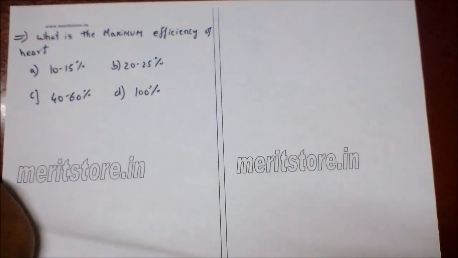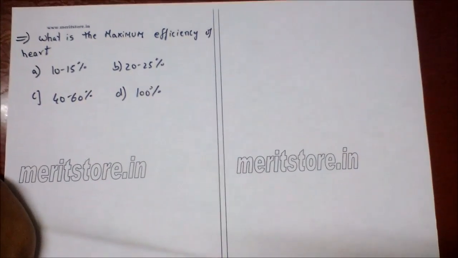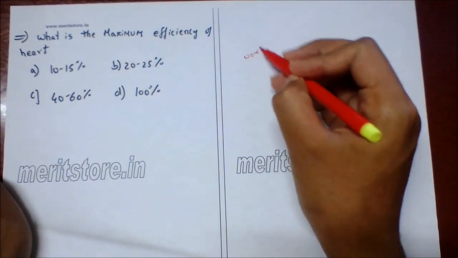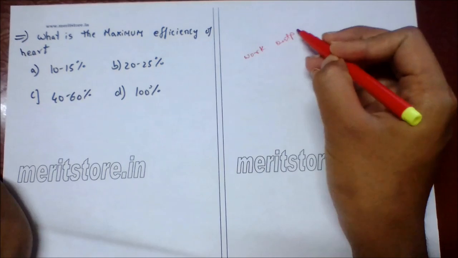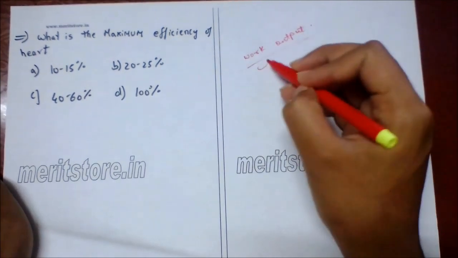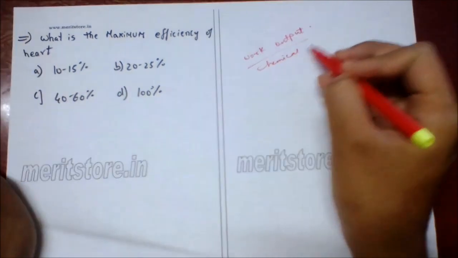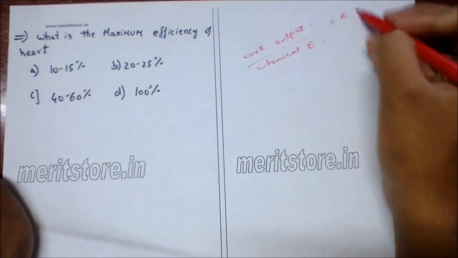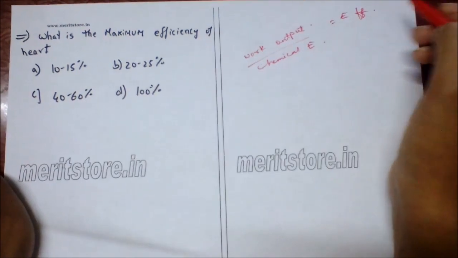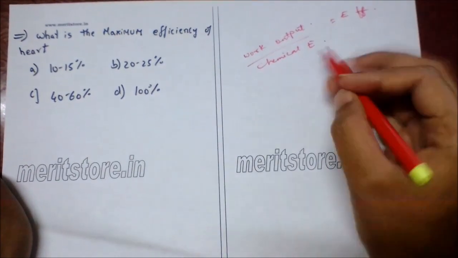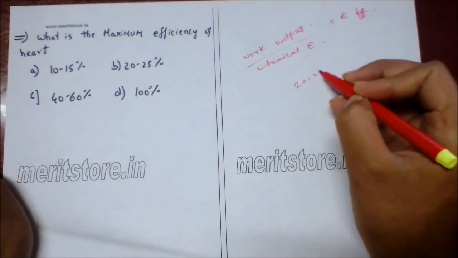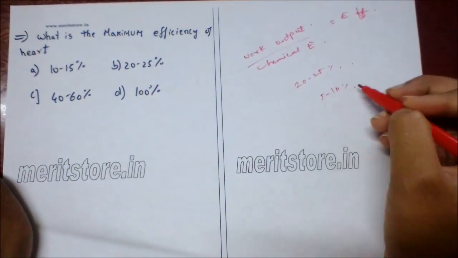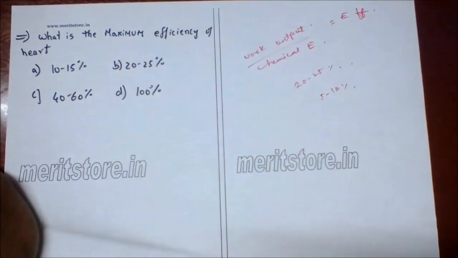What is the maximum efficiency of heart? The ratio of work output to chemical energy expenditure is called efficiency of cardiac contraction, or simply efficiency of the heart. The maximum efficiency of heart is 20 to 25%. In heart failure it falls to 5 to 10%. So option B is the correct answer.